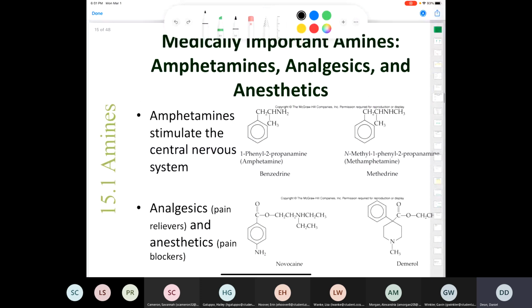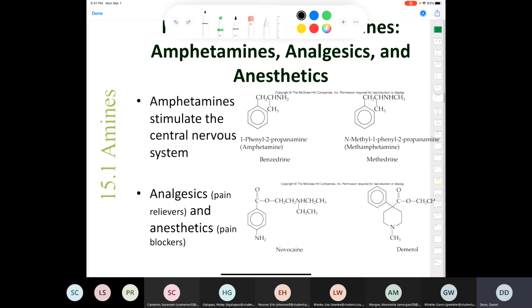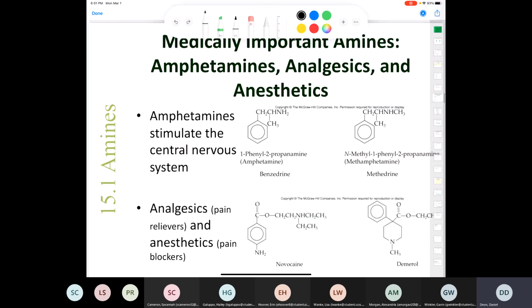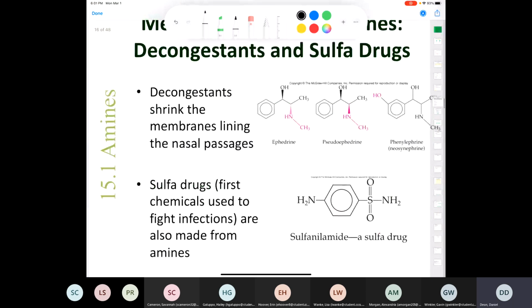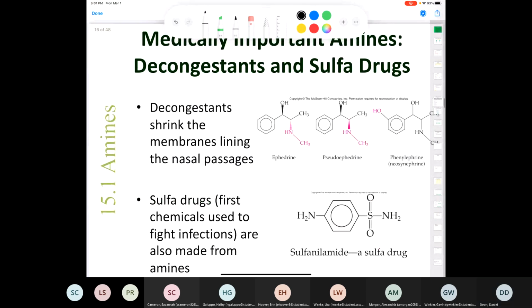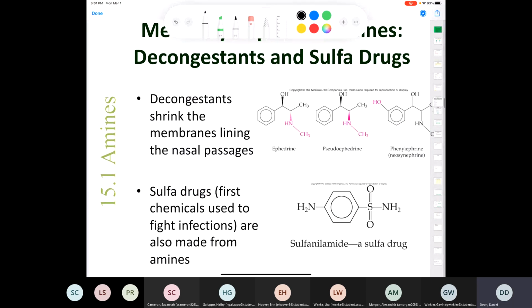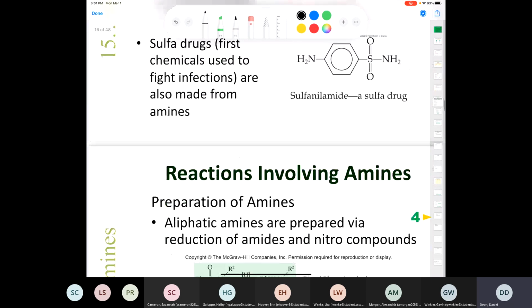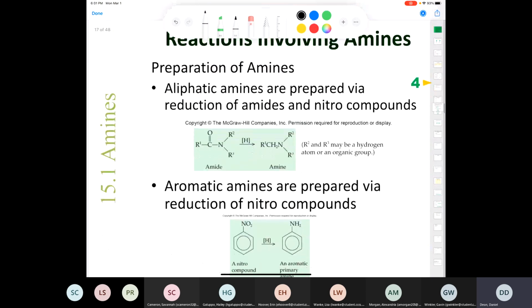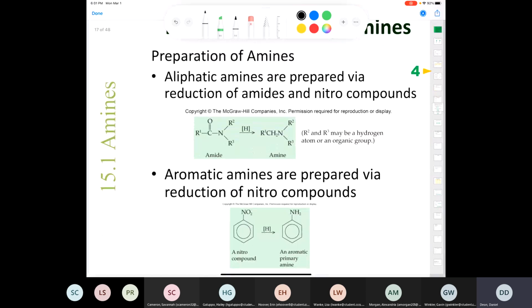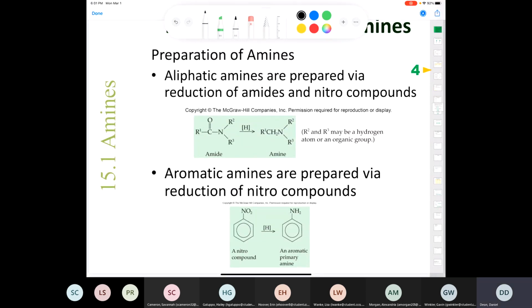Anyhow, I'm going to skip the part about amphetamines right now. I have some information about that in the videos for chapter 15. I talk all about sulfa drugs and Sudafed and ephedrine and all these different things. But I want to get into reactions with amines. How would you go about making an amine, right? What's something you might do to make an amine?